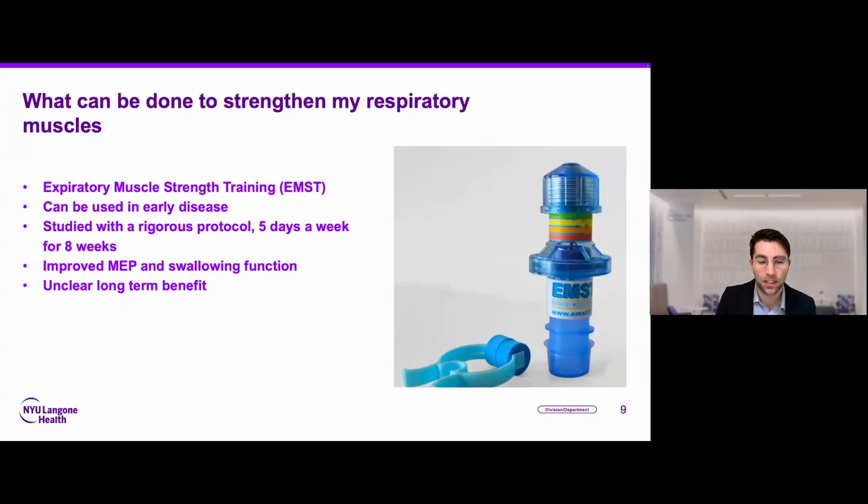That being said, in real world conditions, I think that the benefits of expiratory muscle strength training are not fully definitively known. We do think that it's probably most helpful in early stage disease, and the benefits later on are probably less, and the long-term benefits of this have not been evaluated.